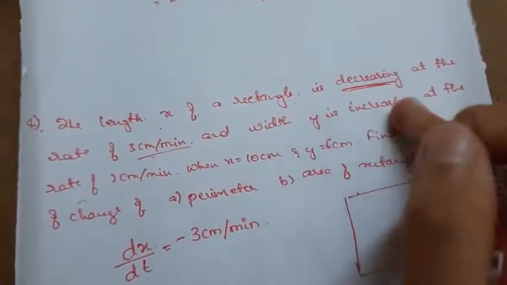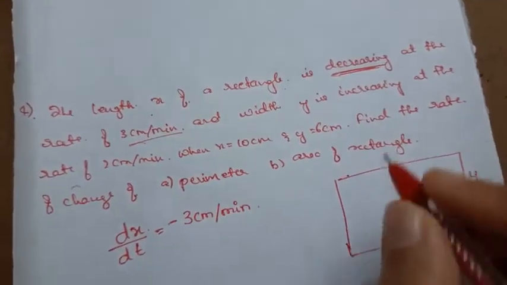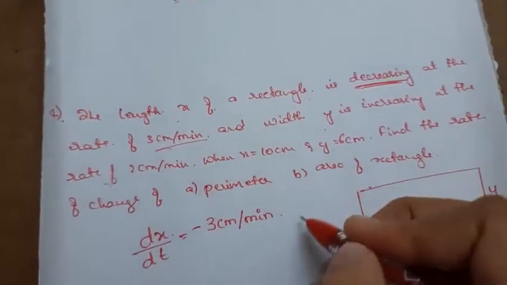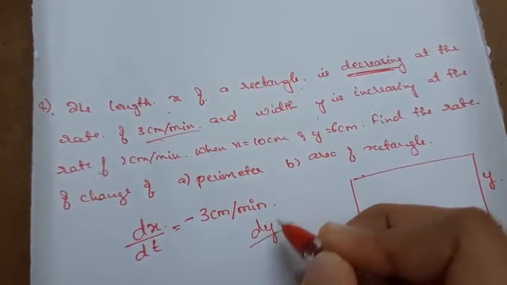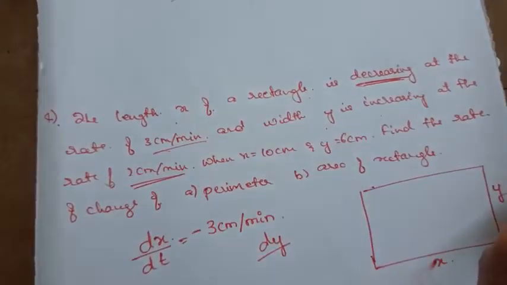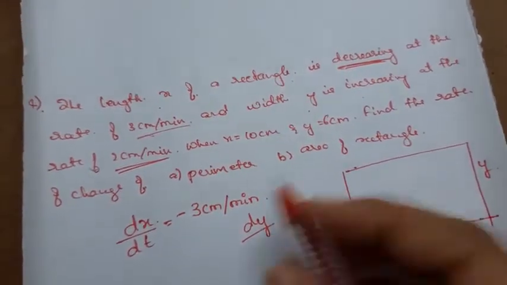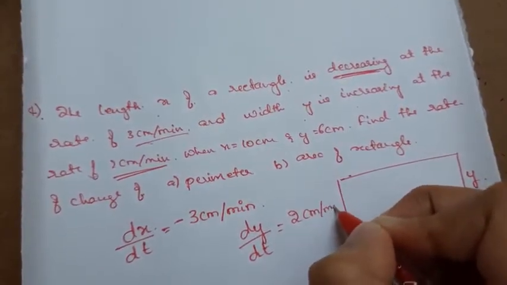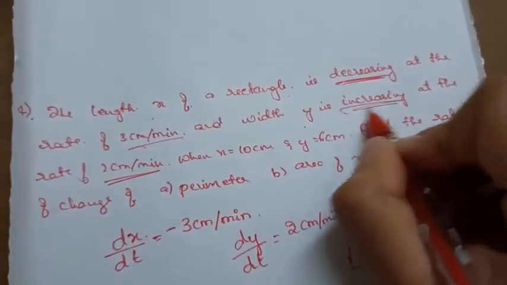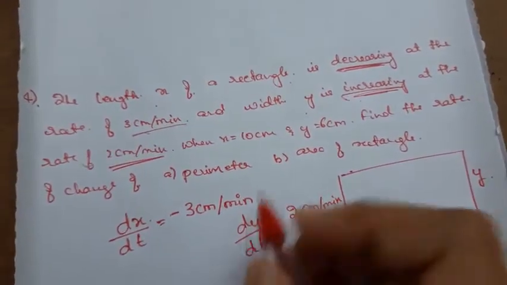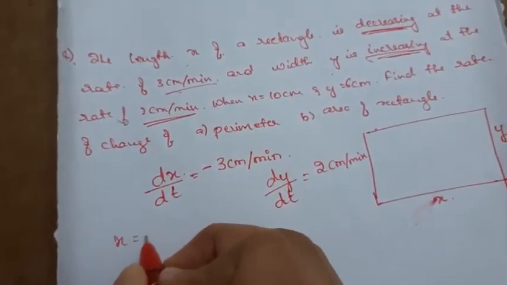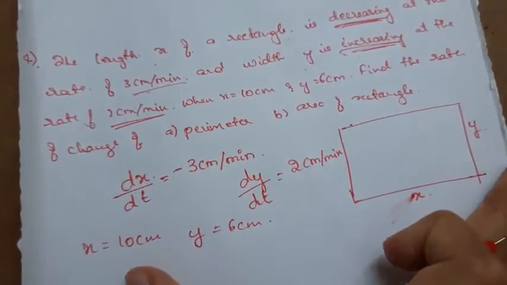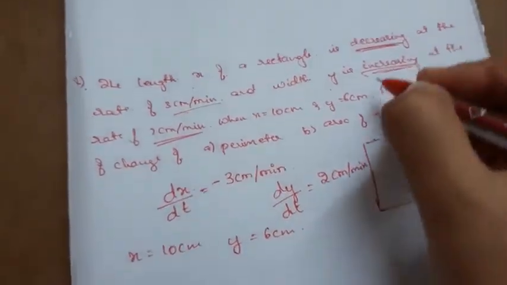Then width y, they have considered the width is equal to y. They are saying that the width y is increasing at the rate of 2 centimeter per minute. So they are talking about the parameter y, it is changing with respect to time. So dy by dt is 2 centimeter per minute, because they have said it is increasing, so I am taking the positive value. After that they are saying when x is equal to 10 centimeter and y is equal to 6 centimeter, let it be like this. We don't know how to use this one right now.